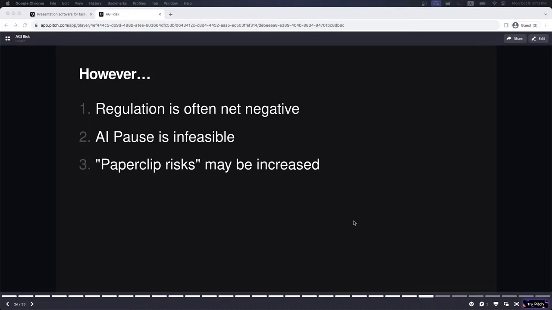And then there's the issue that paperclip risks may be increased. So if you create one single world infrastructure with control or access to all the frontier AIs, that increases the risk that a rogue superintelligence could take over using that single lab as a vector, and there would be no weaker superintelligences or AGIs to counter it.